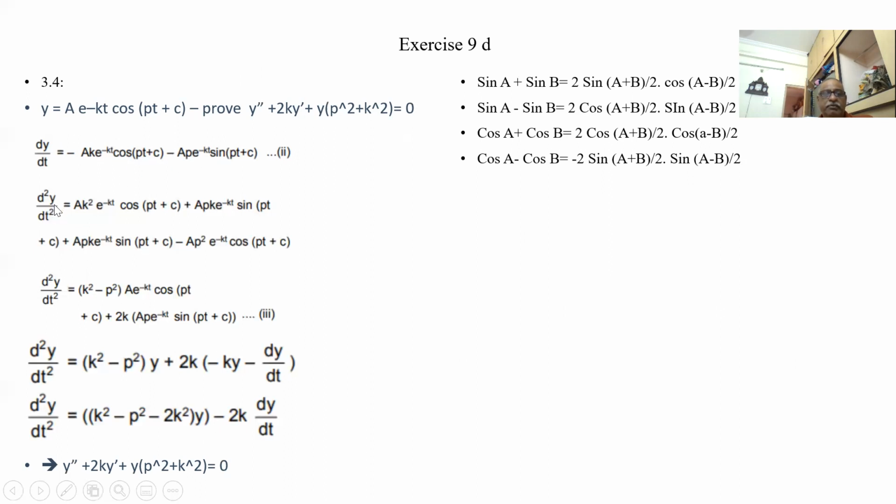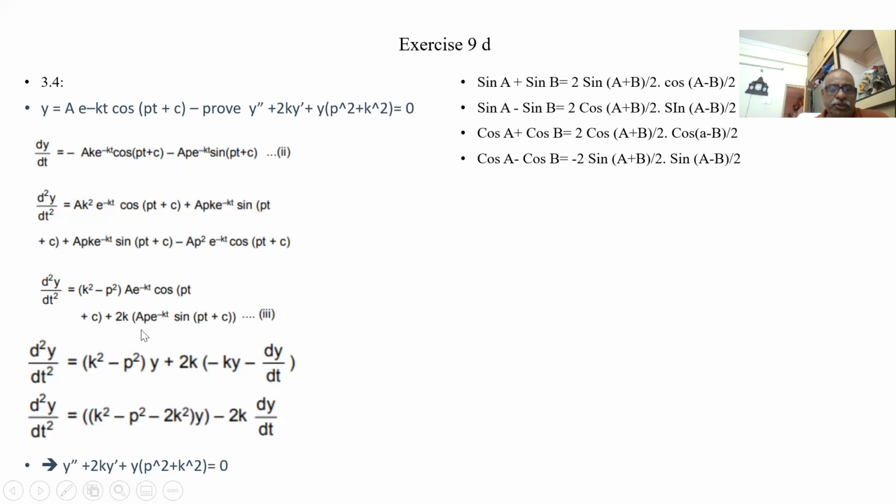What is y''? Again I have to do this two times. We get a k squared e^(-kt) cos(pt + c) plus a p sin(pt + c). Similarly, this term also, two times the uv formula we have applied. So we got d squared y by dt squared. This is nothing but (k squared minus p squared) a e^(-kt) cos(pt + c). a e^(-kt) cos(pt + c) is y itself.